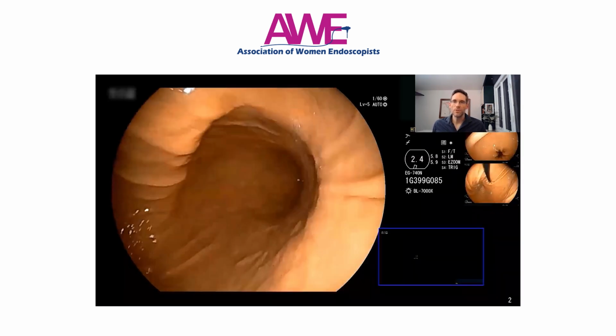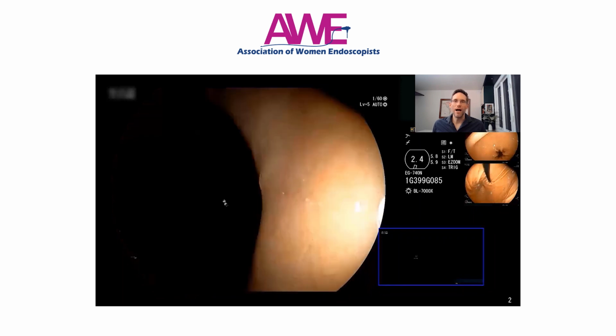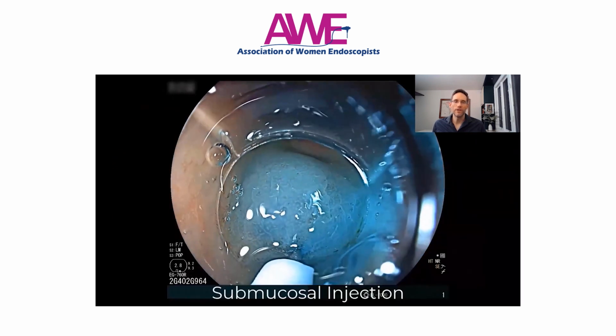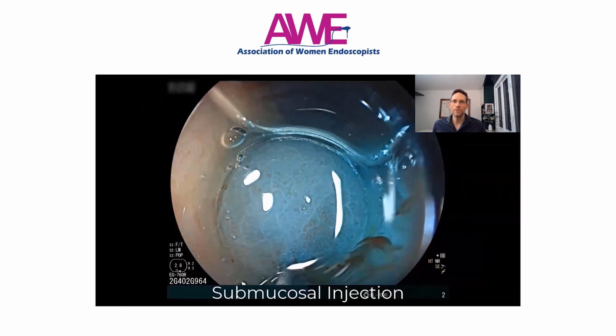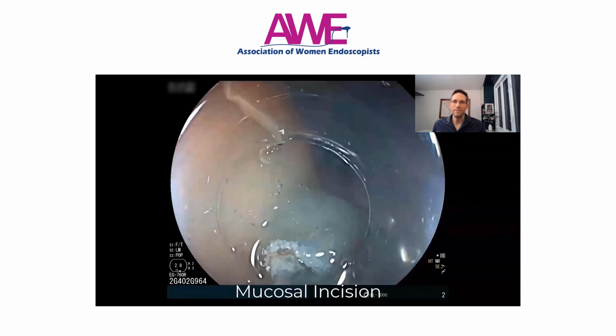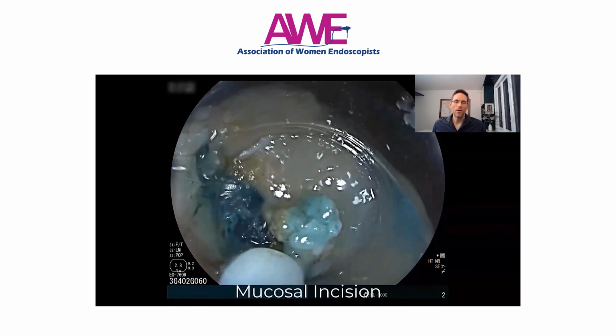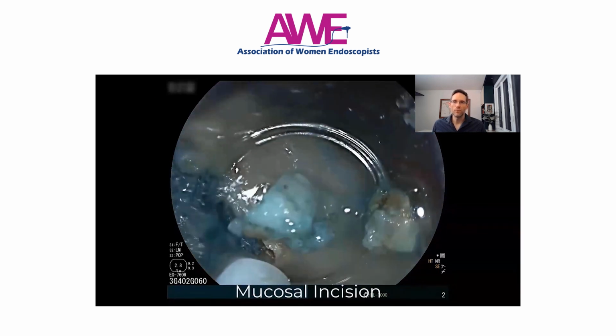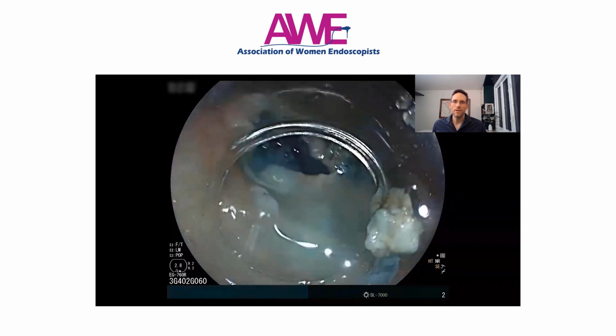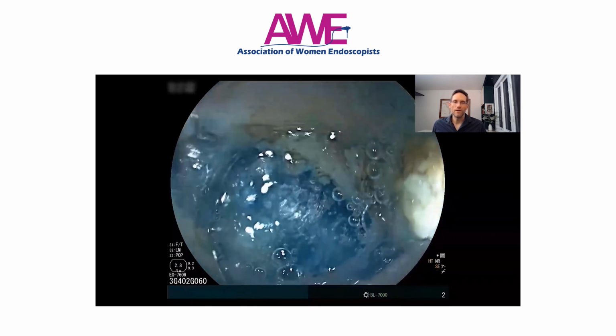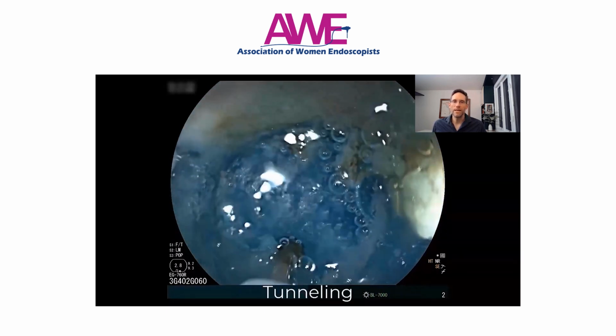And this is what the procedure looks like. We'll start just proximal to the level of the incisura along the greater curvature. We perform a submucosal injection and then a mucosotomy. And we'll then begin our tunnel all the way to the pyloric ring. And we use a mixture of methylene blue and hetastarch.